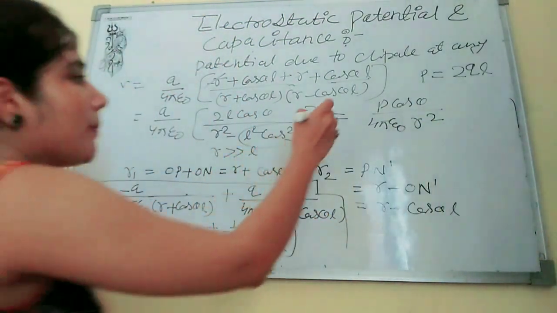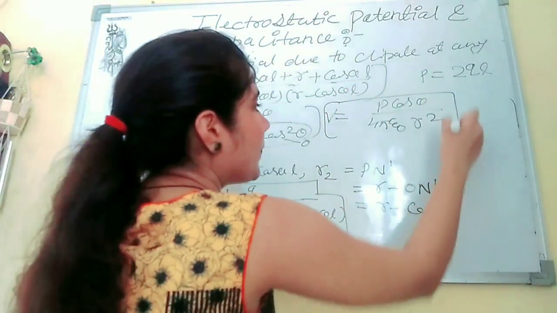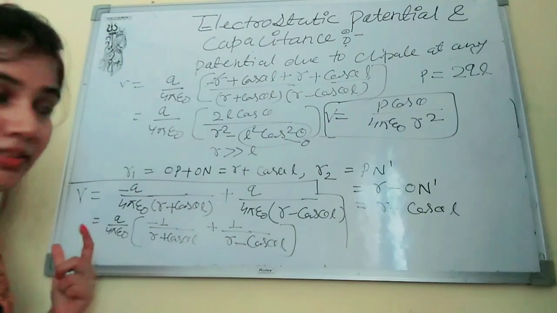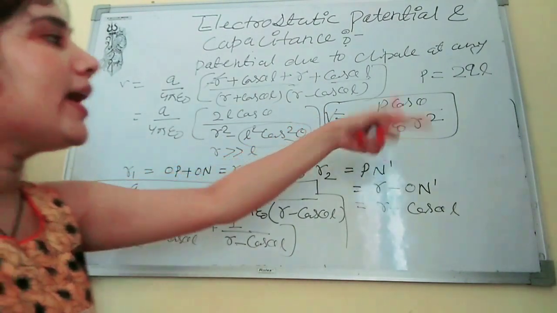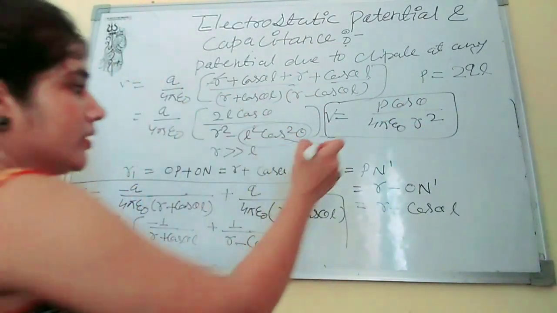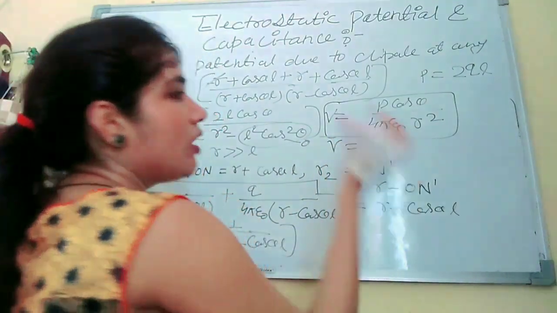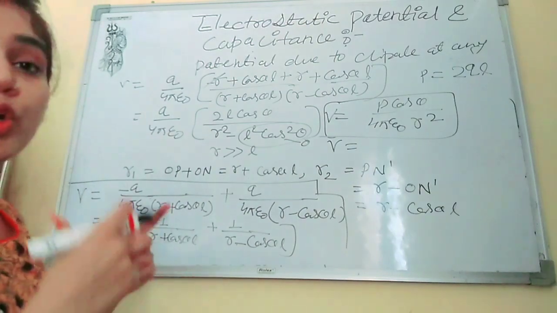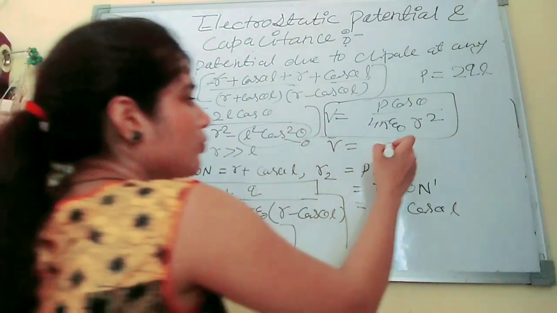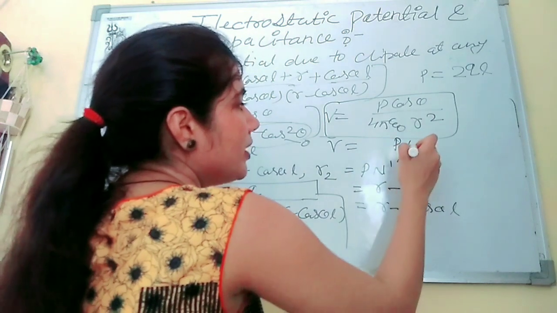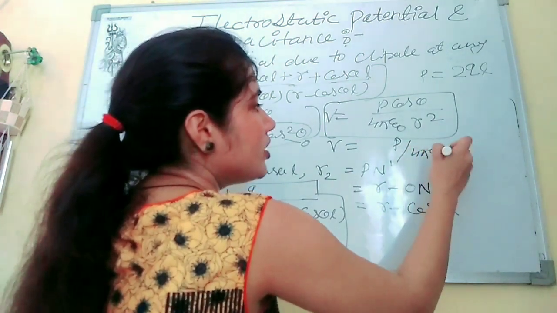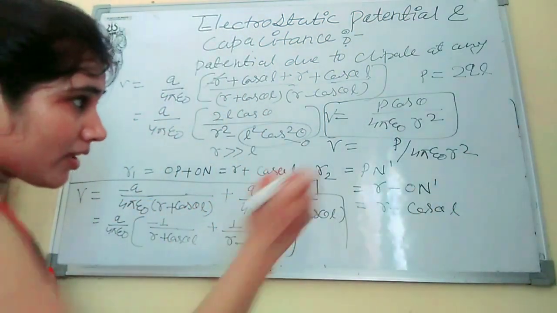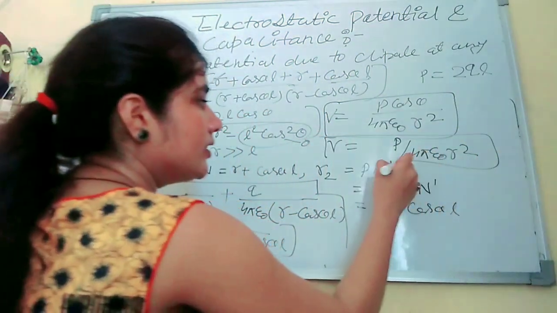Okay, so this is the potential due to a dipole at any point. What we have found previously is the potential due to a dipole at an axial point. So what was the expression? That was P upon 4 pi epsilon naught r square. That was simply that. This is for the axial line.